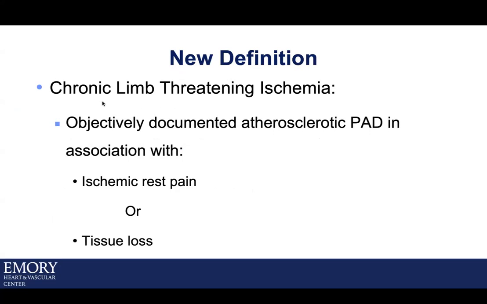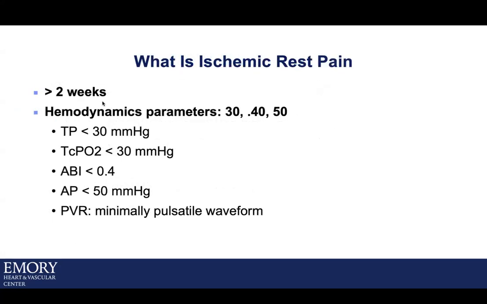The definition is objectively documented atherosclerosis, PAD, in association with either ischemic rest pain or tissue loss. When we talk about ischemic rest pain, it's typically described as affecting the forefoot or the toes and is often worse with recumbency and better with dependency. It should be present more than 2 weeks and associated with abnormal hemodynamics.